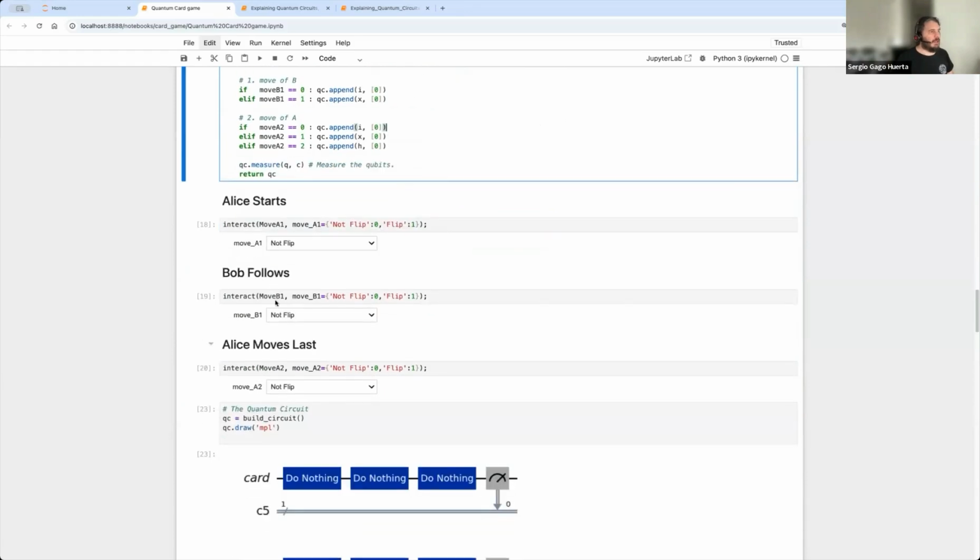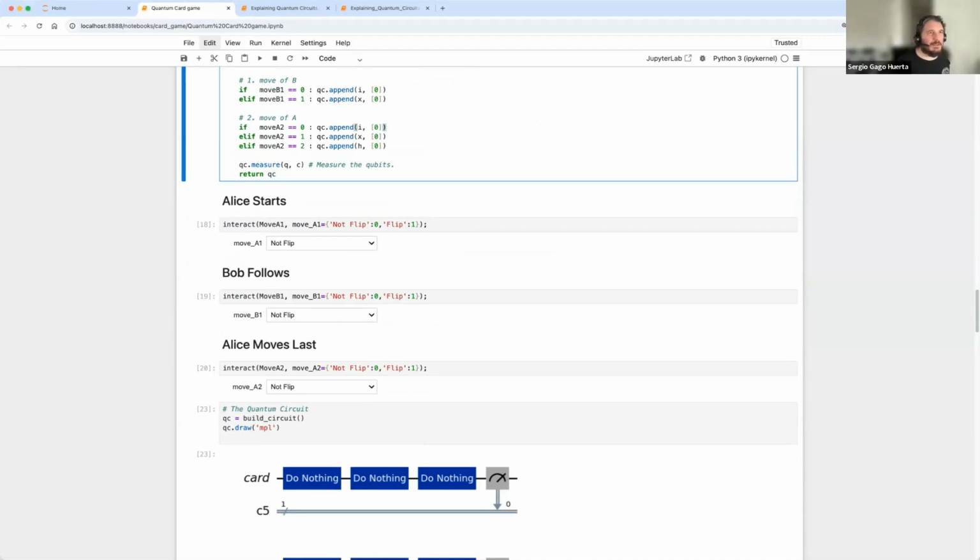All right, so I have here a little widget on Jupyter to get the movement. So please, Alice and Bob, think your movements. And then on the count of 3, I will ask you to shout your movements back at me. 1, 2, 3. Flip. Flip.